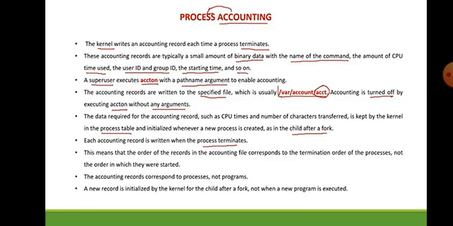Okay, so which means the order of the records in the accounting file corresponds to the termination order of the processes. So the accounting records are maintained in the order in which the processes terminate, rather than the time at which the process begins its execution. And the accounting record corresponds to processes, not programs, and a new record is initialized by the kernel after a fork system call and not when the program is executed.